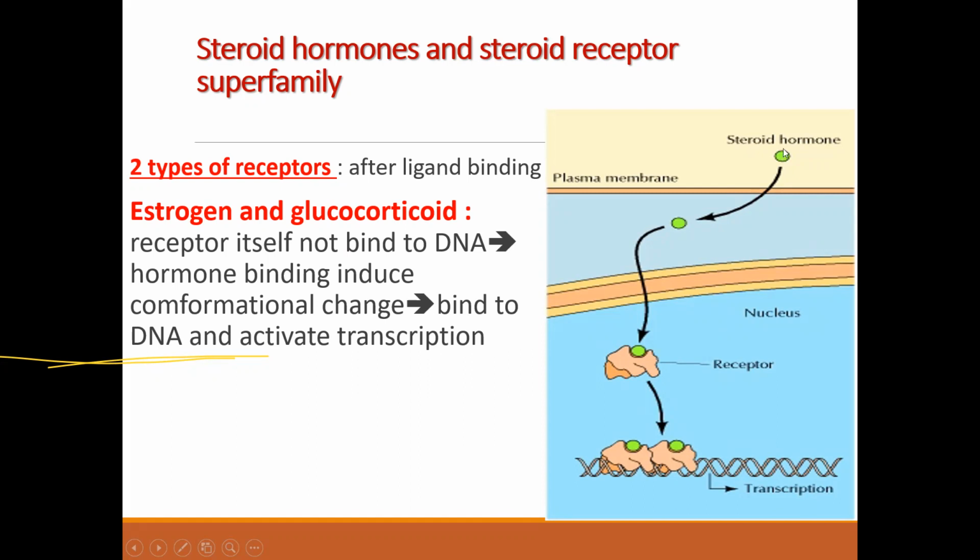When the steroid hormone gets into the cell and passes through the nuclear membrane, the steroid hormone will bind to the receptor, and after binding, there is the receptor-ligand complex. After that, the conformation of the receptor changes after binding to the ligand, and this conformation can fit to the DNA. It can go to the DNA and bind to the DNA and activate the transcription.